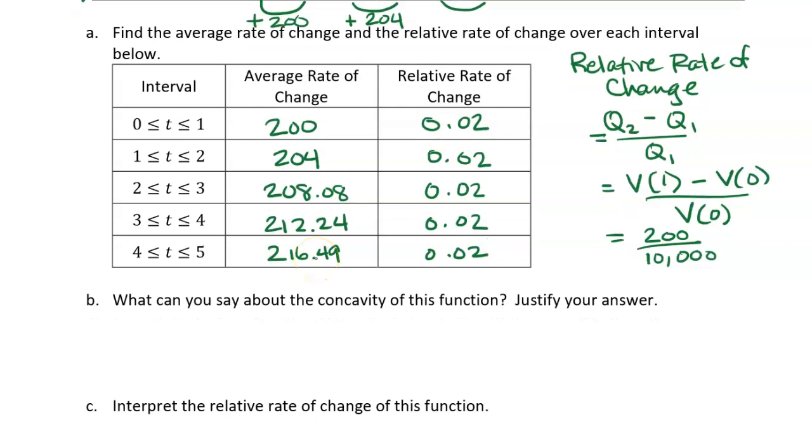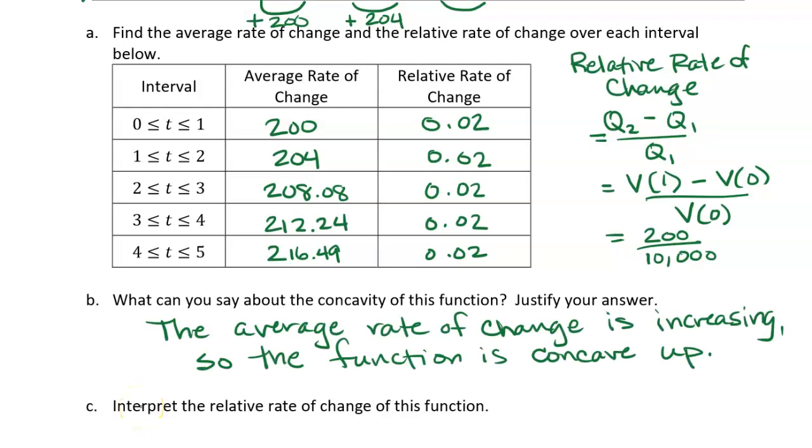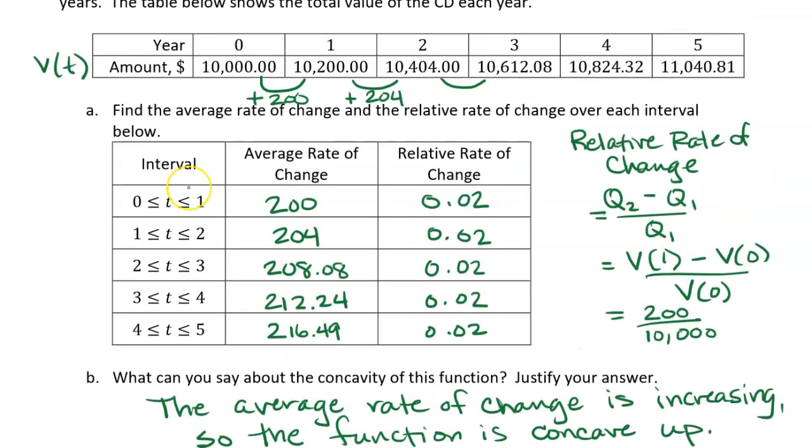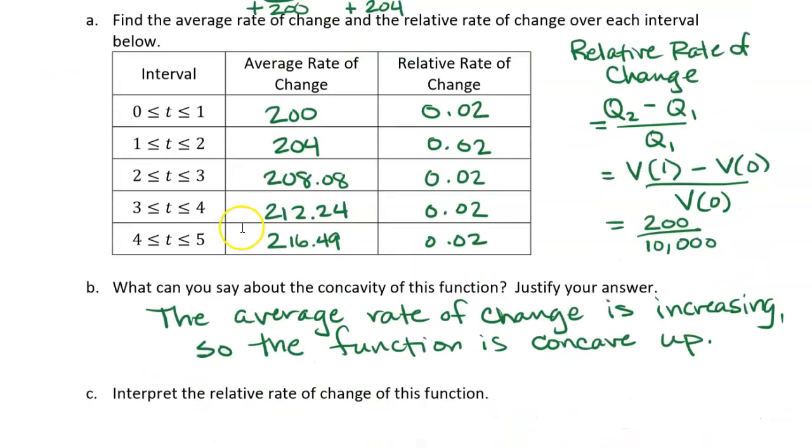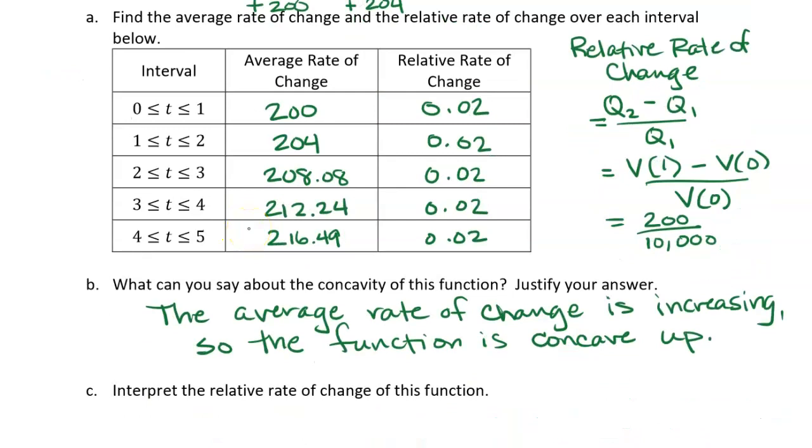What can you say about the concavity of this function? All right. Well, if you remember, concavity relates to how the average rate of change is changing, right? So in this case, the average rate of change is increasing, so the function is concave up. The value of the function is increasing because the amount of money is growing in this account. And also the average rate of change is increasing. So if you were to sketch this, it would look like an increasing concave up function, sort of like that. All right, let's look at the next one. Interpret the relative rate of change of this function. Well, you can see it's constant, right? It's constant.